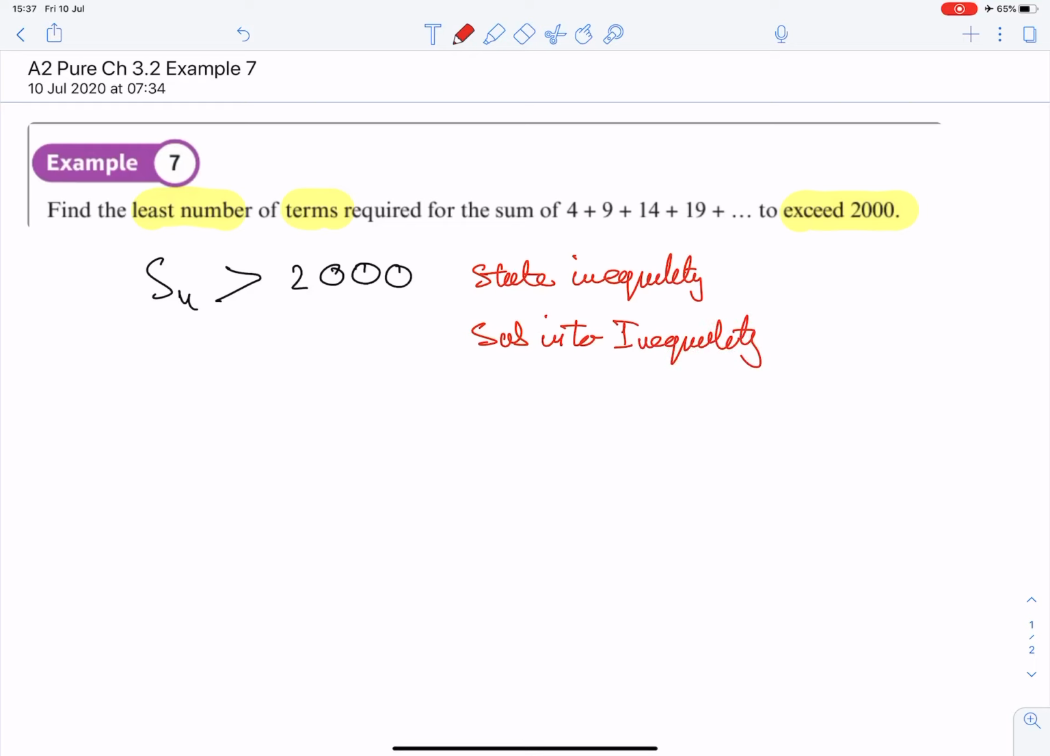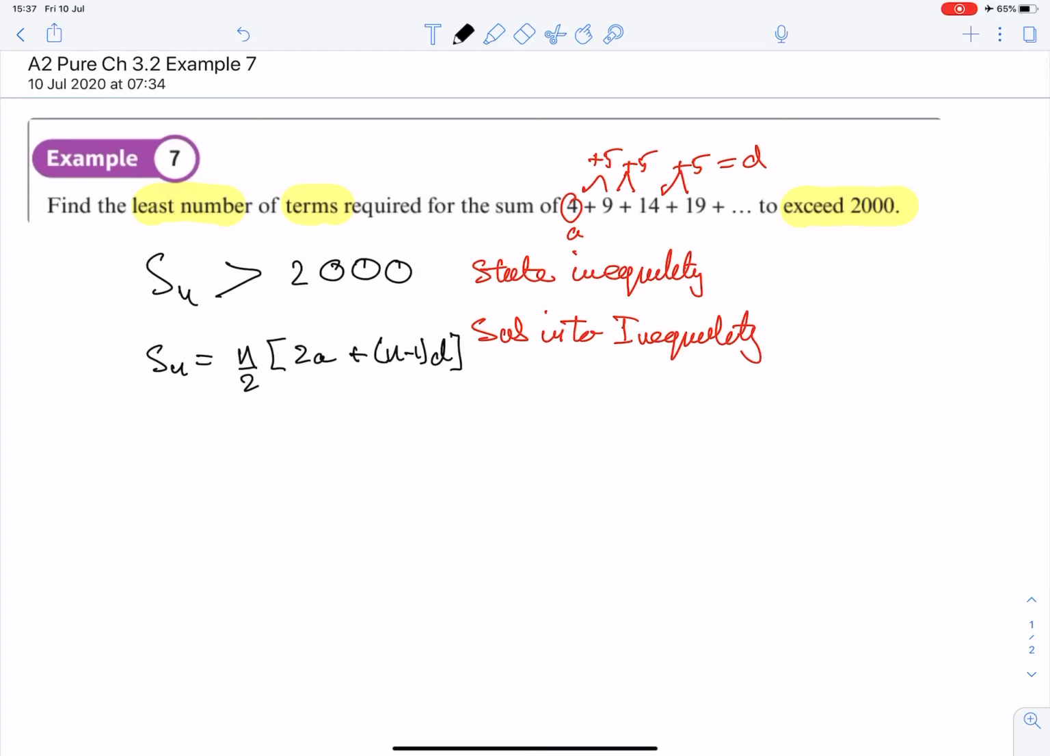Let's check here. So our common differences are plus 5, plus 5, plus 5. So we have got a common difference, so that's equal to d. We've got a first term, so that's a. So hopefully we've remembered that Sn is equal to n over 2 times 2a plus n minus 1 lots of the common difference. So here we don't know what n is. So we've got n over 2.